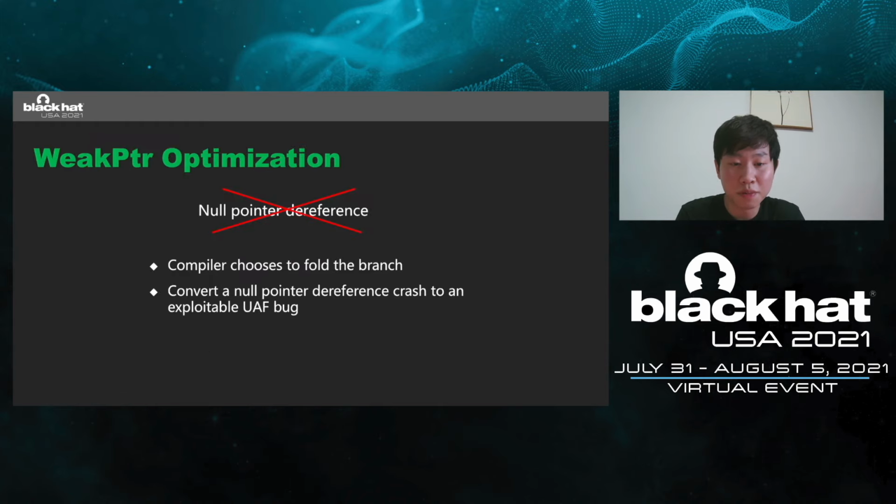The reason why WeakPtr did not work as expected is that the LLVM compiler optimized out the branch in which the get method would return a null pointer. More specifically, the compiler recognized that there was a null pointer dereference, which belongs to undefined behaviors, and chose to remove related code. Unfortunately, this optimization strategy could convert a null dereference crash to an exploitable use after free bug.